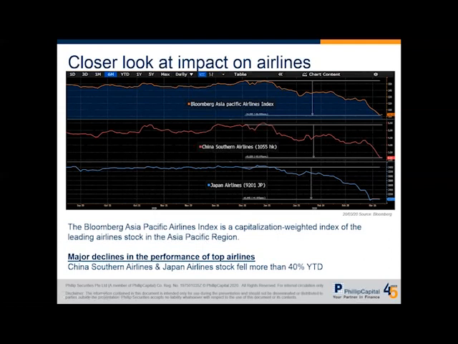Okay, we will now take a closer look at airline stocks. As the pandemic swept across the globe, airlines have cancelled many of their flights internationally. Even in their respective domestic markets, there has been a sharp drop in demand, forcing airlines to reduce capacity where possible. Year to date, we have seen many major declines in the performance of top airlines such as China Southern Airlines and Japan Airlines. Each stock declined by more than 40% since the start of the year.